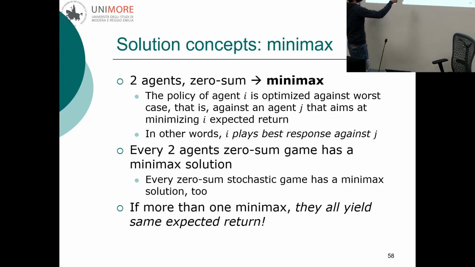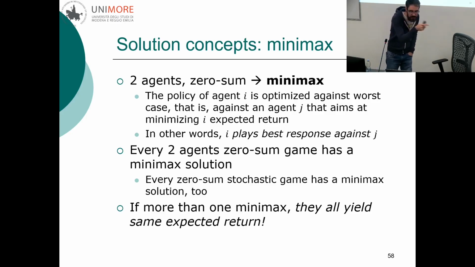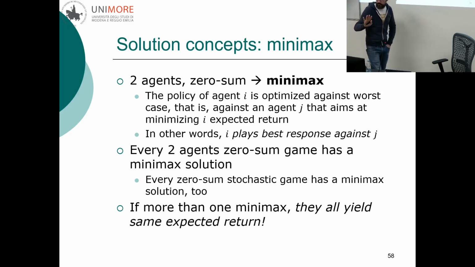Also, stochastic games, if they are zero-sum, have a minimax solution. And a very good news is that you don't need to worry about issues similar to equilibrium selection. If you find the minimax solution, that's fine. Even if there are multiple ones, they all yield the same return. So you're fine, basically. You don't need to worry whether you found a minimax policy but not the best minimax policy. By definition, that's the best.